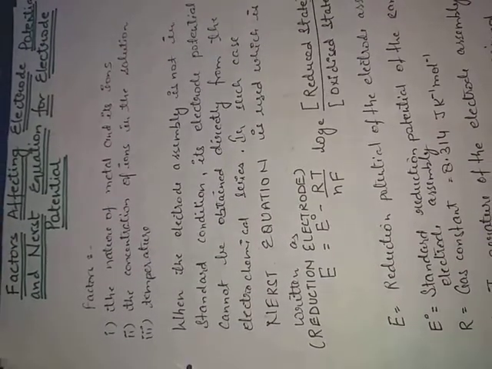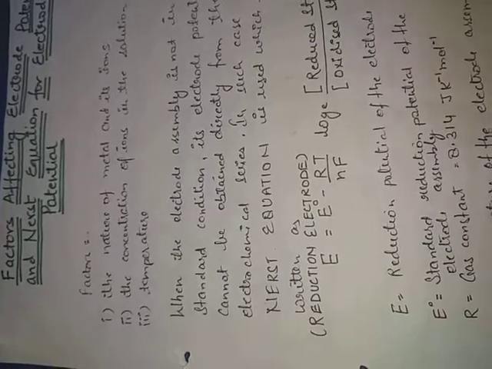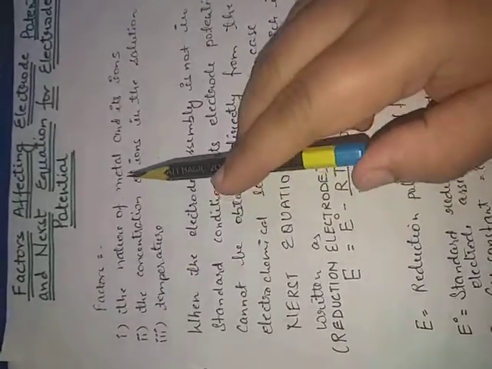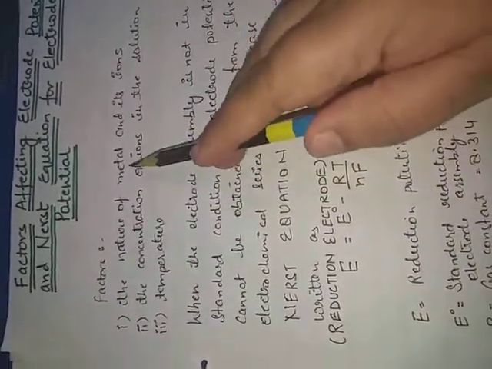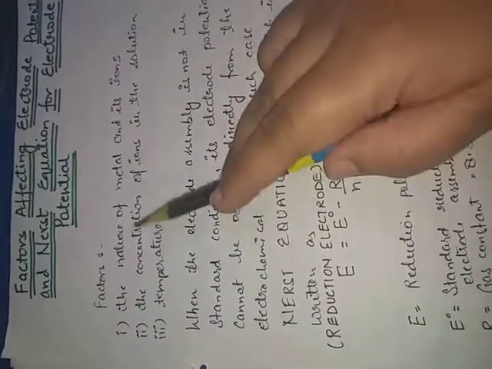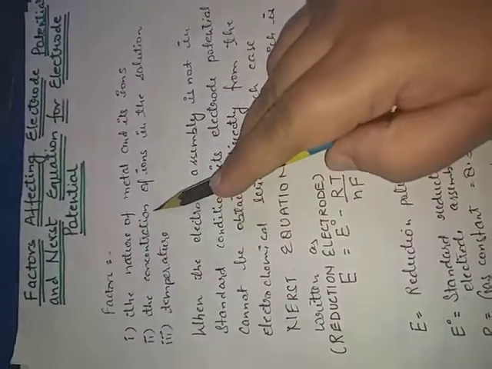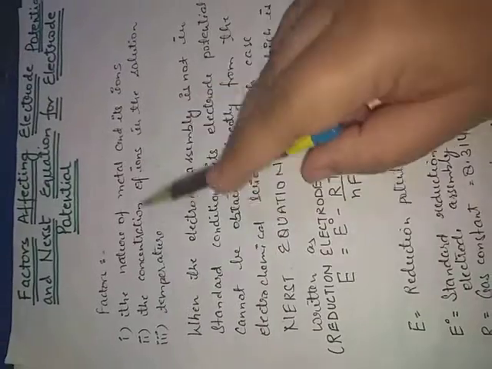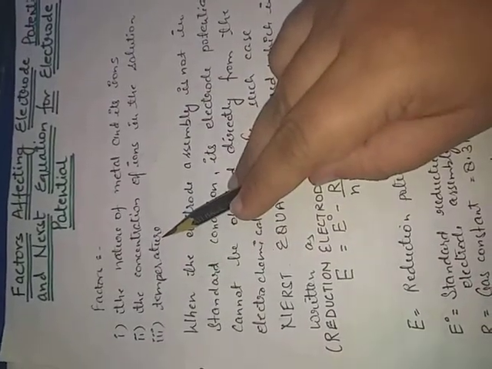There are three factors which affect the electrode potential. The first one is the nature of the metal and its ion, taken as the metal electrode and its ions. The second one is the concentration of the solution, and the third is the temperature.